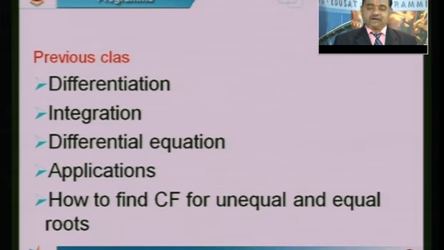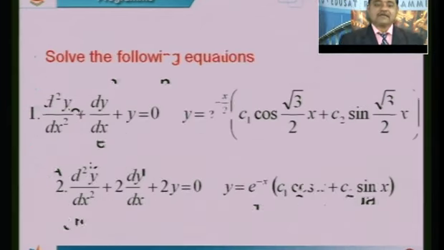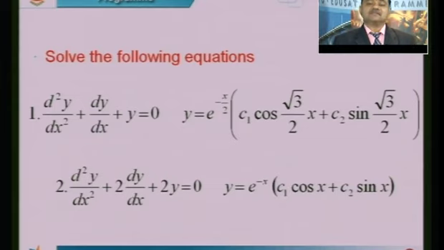What is the third one? The third one is if the roots are complex, that is m1 plus or minus i m2. Then to find the complementary function, the formula is e power m1x into c1 cos m2x plus c2 sin m2x. Now let us see 2 examples on that.